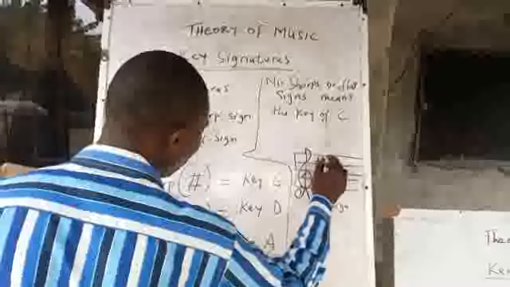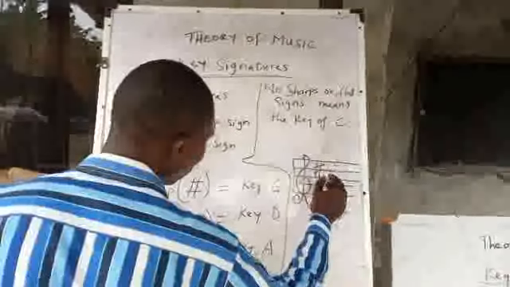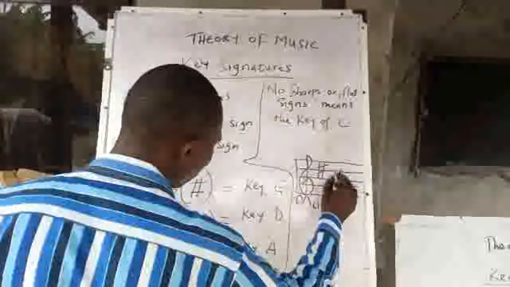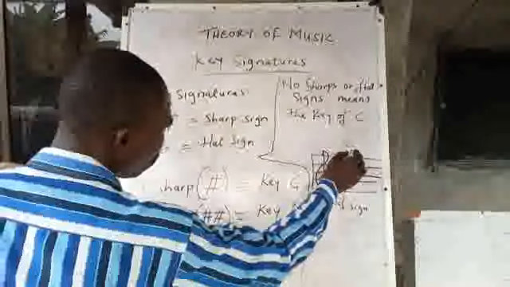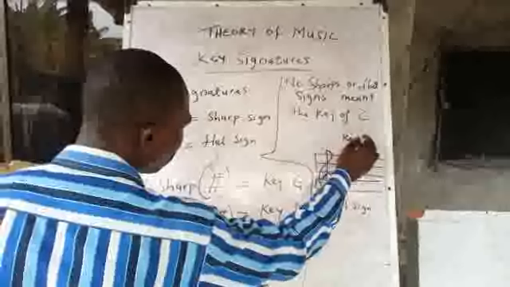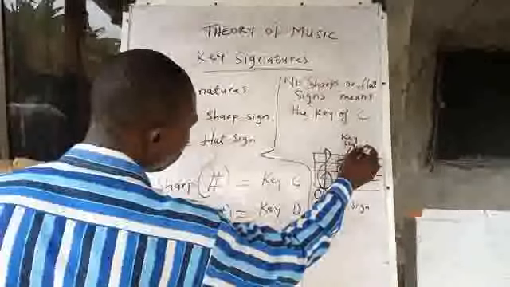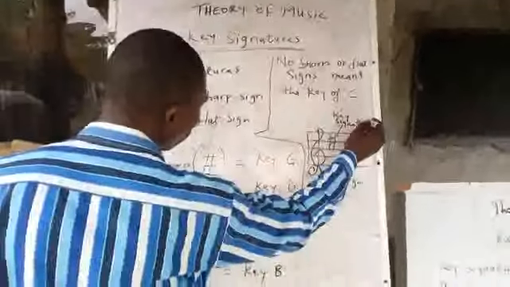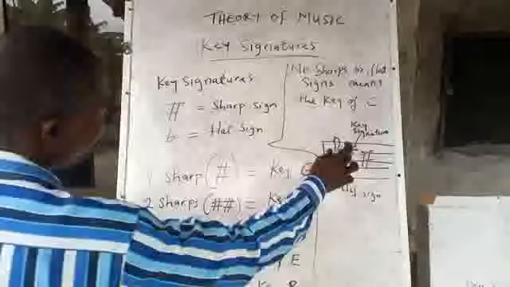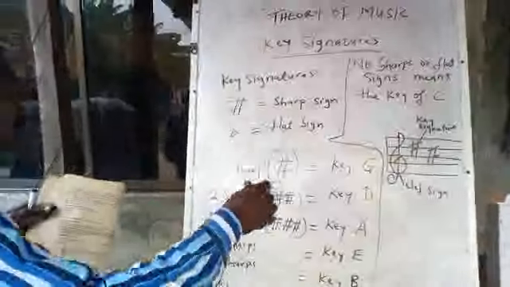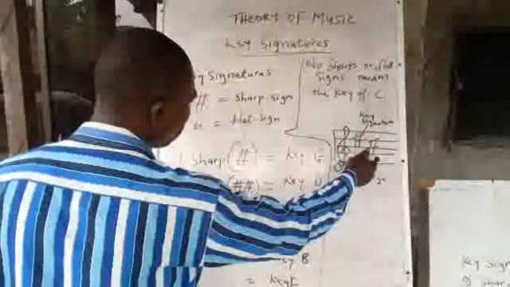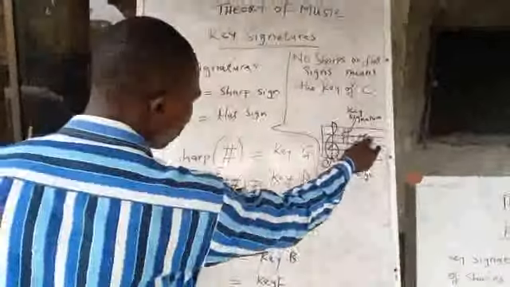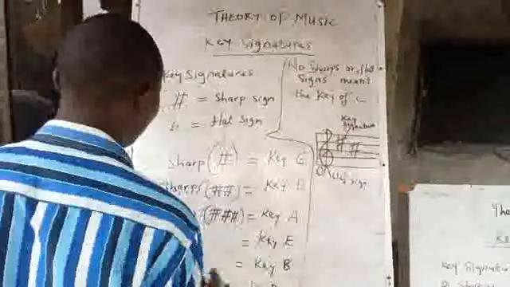Either a sharp sign, or another one can be placed like this, but you find them after this clef sign. Now this is what we call your key signature. This is the key signature. So you have only two signs like that, two sharps at the beginning. This is how the signs will be placed at the beginning of the staff. After this clef sign, we now have the key signature.